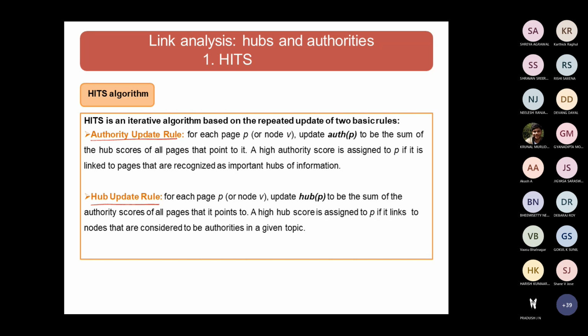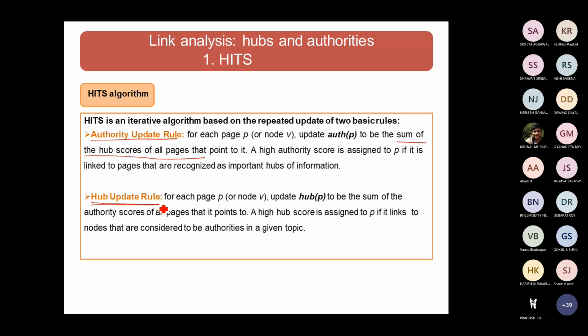You are going to periodically iterate the total score of the authority, every authority, based upon the hub score. You will cumulatively add up all the hub scores and you will update it for the authority. That is called the authority update rule.